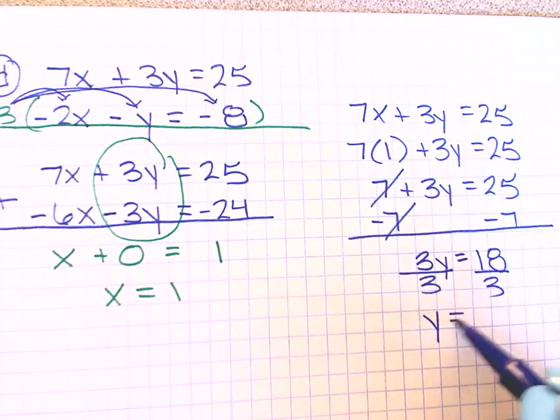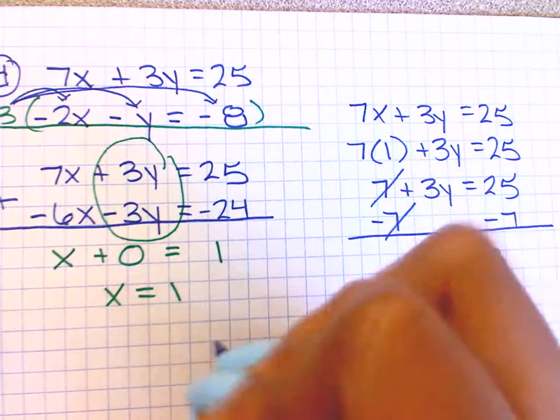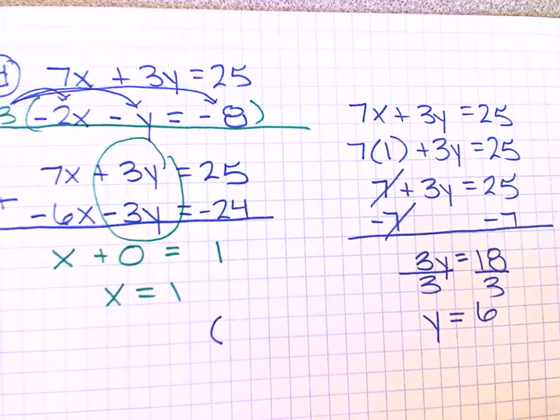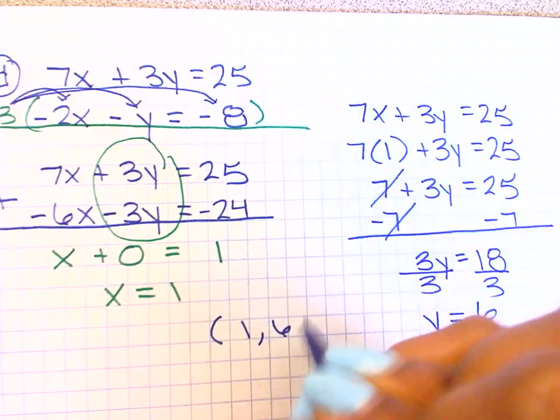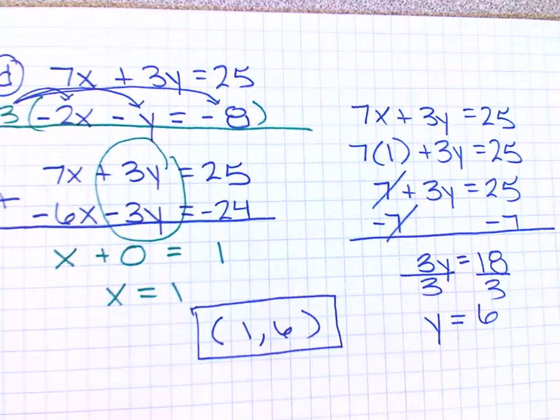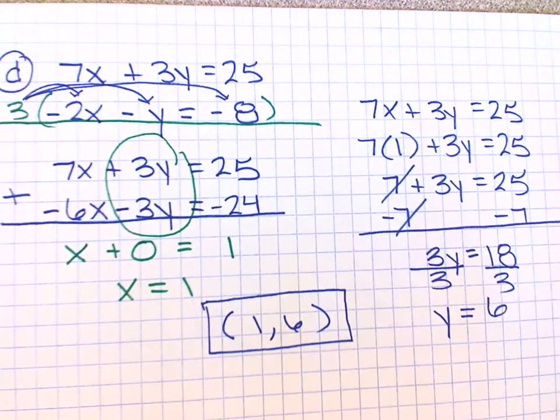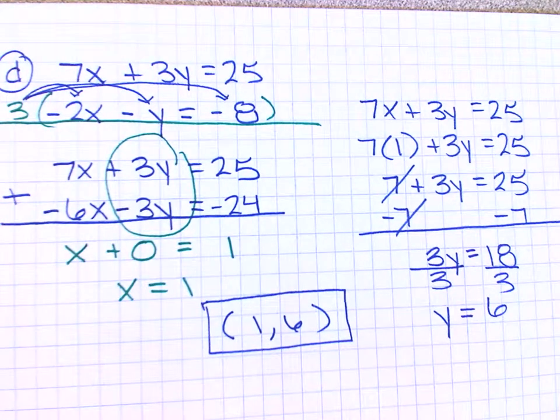And y equals 6. So what is my ordered pair? 1, 6. If you write down everything I write down, you'll be able to reference it for homework.